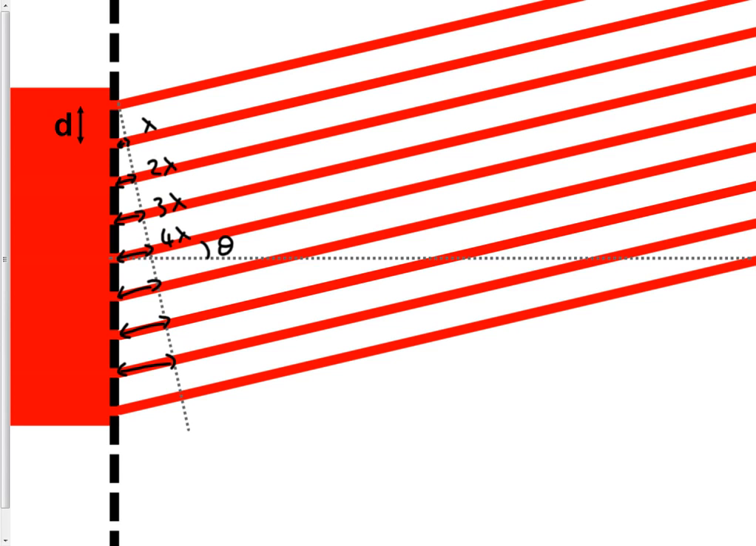Now we can enlarge this little segment, this triangle, a bit to make things clearer. We have d, we're calling the separation between each of the slits.